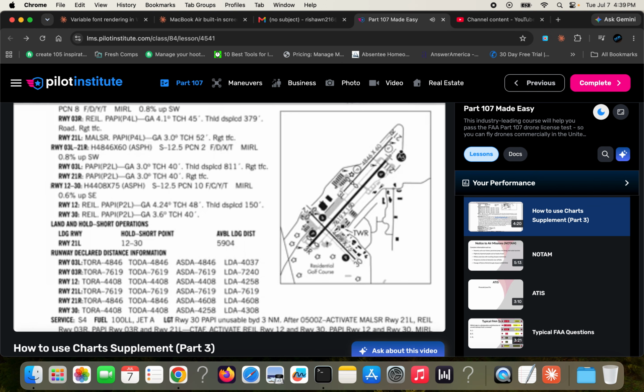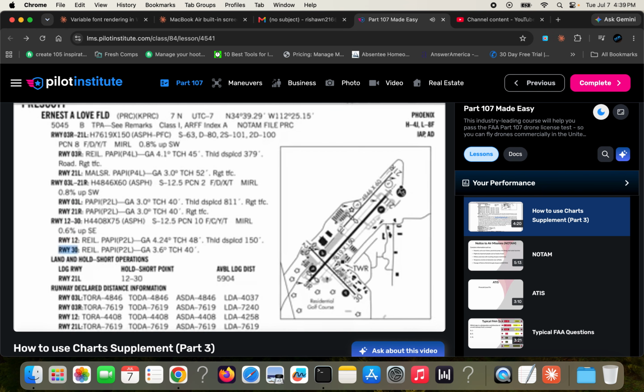Also be careful because this is runway 12/30, and obviously we have one side of the runway which is runway 12, and we have the other side of the runway which is runway 30. Same thing here, we have runway 3 right and 21 left. This is all one runway. On one side it's runway 3 right, and on the other side it's runway 21 left.